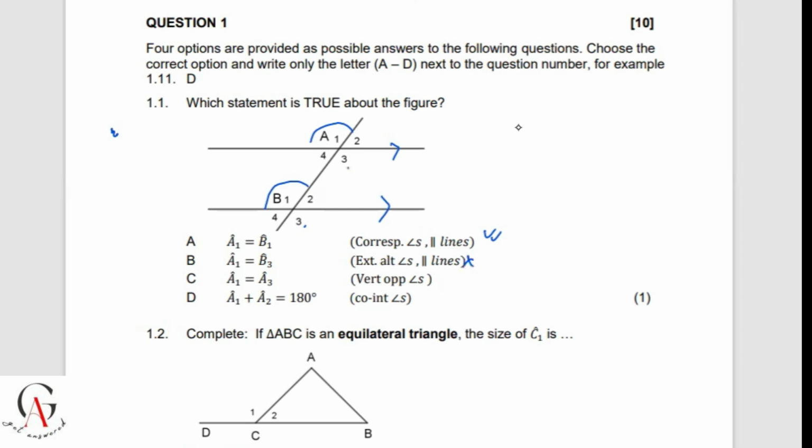A1 is the same as A3. Vertically opposite angles. That is correct. Is A1 plus A2 equal to 180? Co-interior angles. A1 and A2 are not co-interior. So this is wrong. Now my problem is we have 2 angles that are the same. Which statement is true about the figure? True A1 and B1. Those are corresponding angles. Statement is correct. Then A1 and A3, they are vertically opposite. So whichever option between A and C. A or C, one of the two.